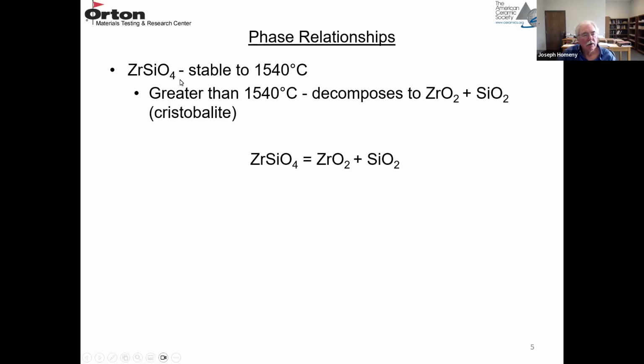One of the problems with zircon, it's only stable to 1540 degrees C. So if you go to temperatures higher than 1540 degrees C, it'll decompose to zirconia, ZrO2, and silica, SiO2, and the silica will be in the cristobalite form. So this is the simple reaction. Zircon decomposes to zirconia and silica.